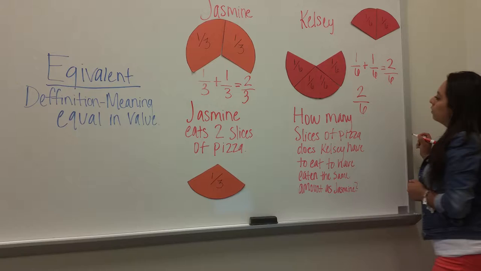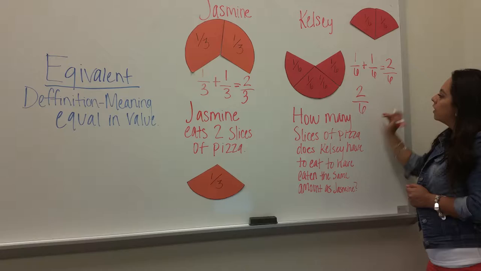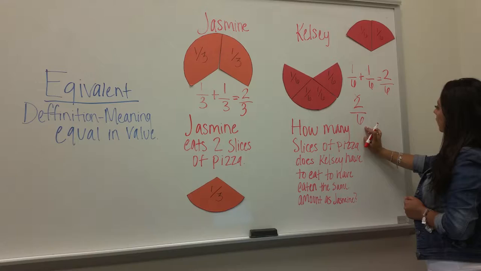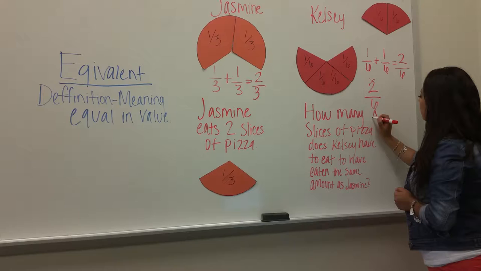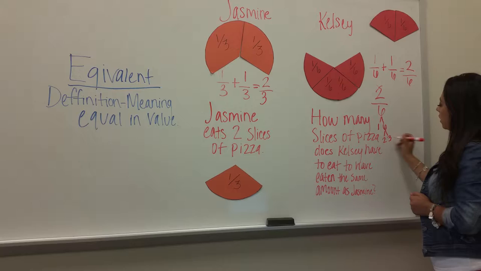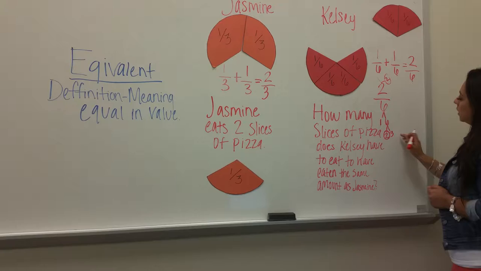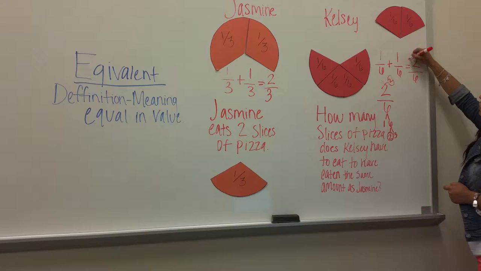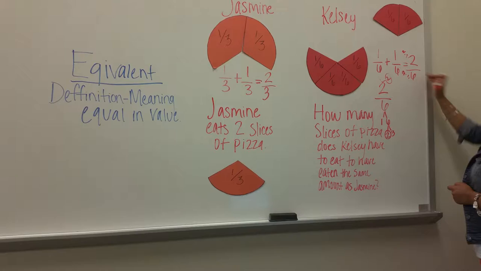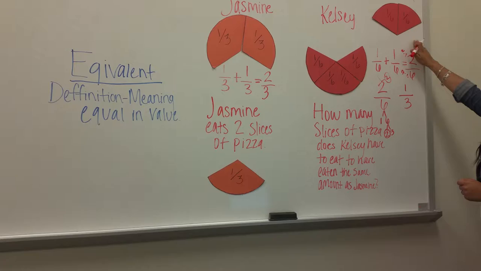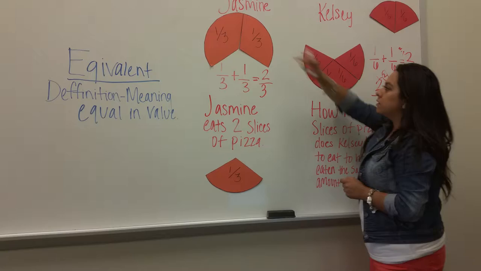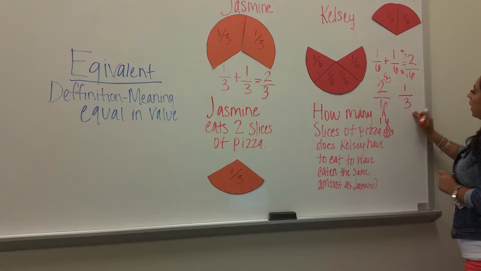we are going to have to simplify it to see what the lowest the fraction can get. And by doing that, we're going to find the LCF of the numerator and denominator. So for the denominator, our LCF would be, for 6, 1 and 6, and then you break it down to get 2, 3. And for the 2, the factors are 1 and 2. Since 2 is the least common factor for each, we are going to simplify by dividing the numerator and denominator each by 2. So when doing that, you get 1/3. So 2 slices of Kelsey's pizza equals 1 slice of Jasmine's pizza. So that's 1/3, and that equals 1 slice.